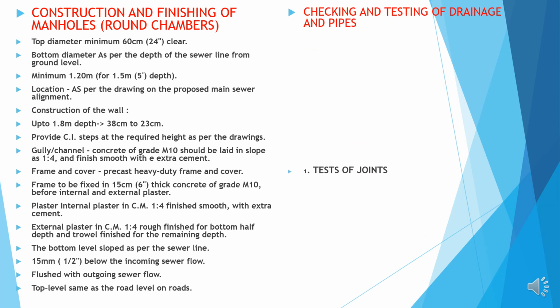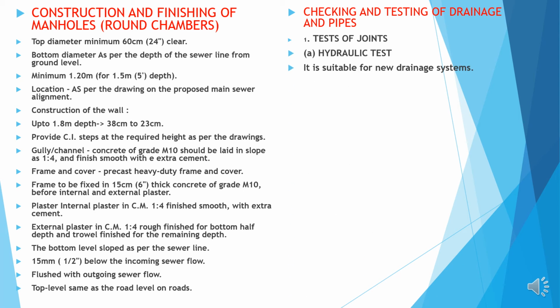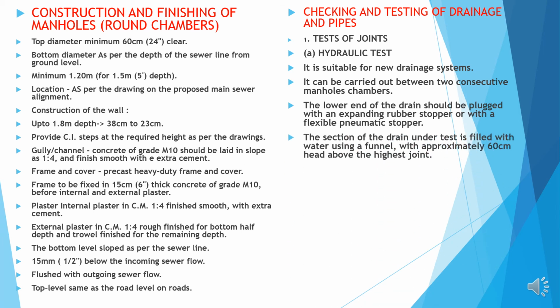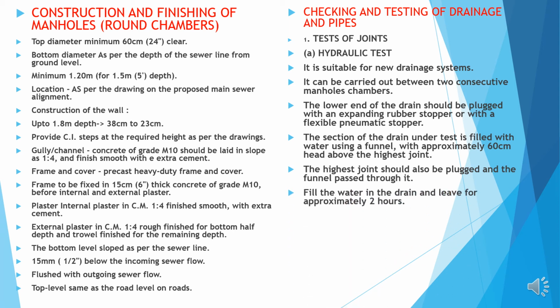Checking and testing of drainage and pipes. Test of joints. Hydraulic test. It is suitable for a new drainage system. It can be carried out between two consecutive manhole chambers. The lower end of the drain should be plugged with an expanding rubber stopper or with a flexible pneumatic stopper. The section of the drain pipe under test is filled with water using a funnel with approximately 60 centimeter head above the highest joint. The highest joint should also be plugged and the funnel passed through it.